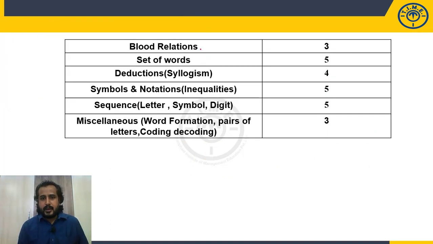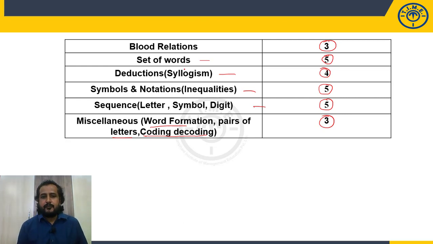Now from the area of blood relations, 3 questions we'll discuss in detail. From the area of set of words, 5 questions. Syllogisms, 4 questions. Symbols and notations, inequalities, 5 questions. Sequence, letter, digit, symbol, 5 questions. Miscellaneous questions, 3. One is word formation, one is pairs of letters, and one more is coding and decoding.